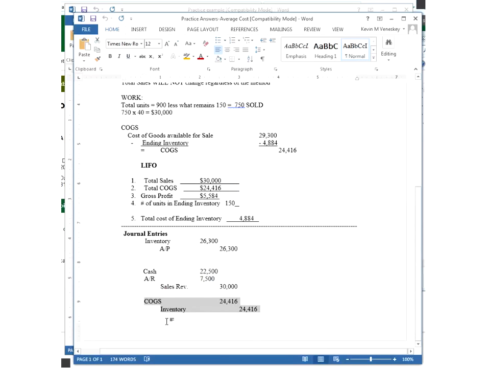Again, the only thing that's going to change in my journal is my cost of goods sold journal entry.